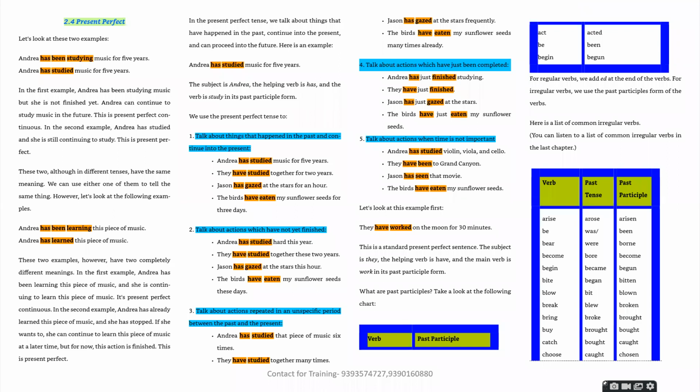Okay, so this is present perfect. Now let's focus on some of the examples. We use present perfect tense to talk about things that happened in the past and continue into the present. Andrea has studied music for 5 years.